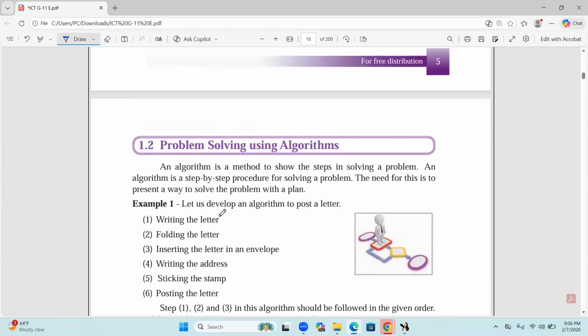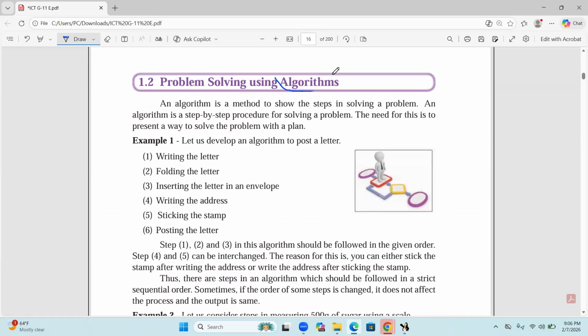Right. So now you know how to solve a problem by using the basic components of problem solving: input, process, and output. Now, algorithms. An algorithm is a method to show the steps in solving a problem. So an algorithm means step-by-step procedures for solving a problem. The need for this is to present a way to solve the problem with a plan.